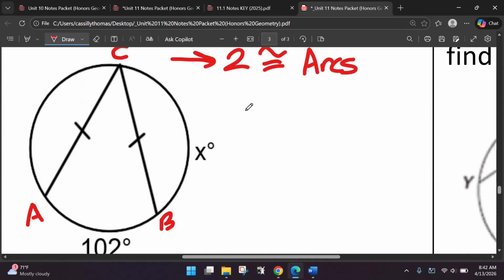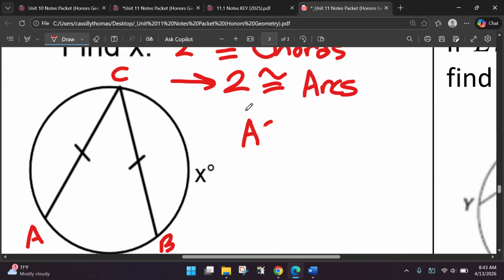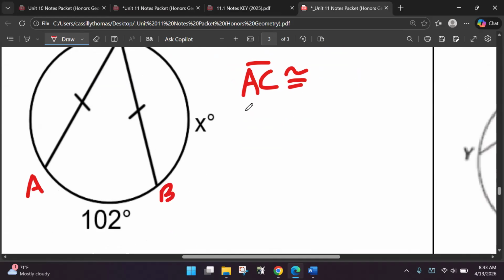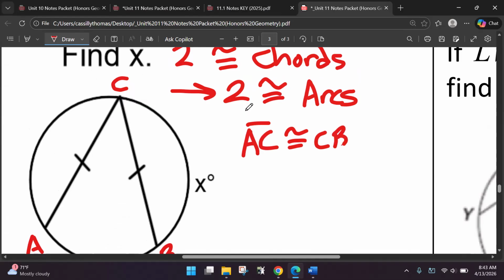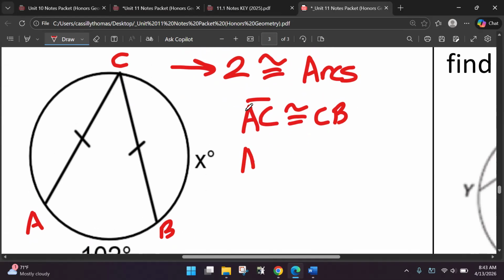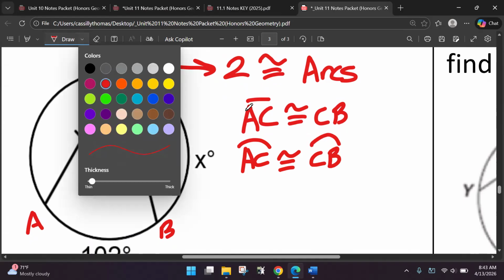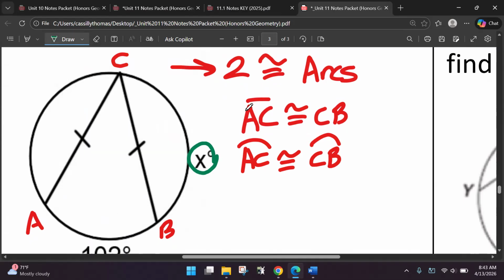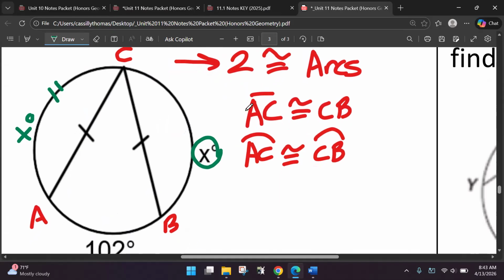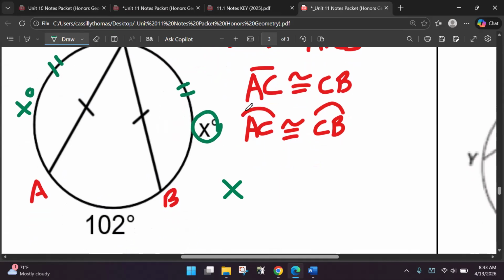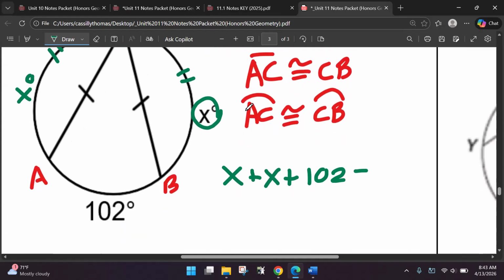So we know AC is congruent to CB. That tells us arc AC is congruent to arc CB. Right? So we have an X degree over here, so that means we can put an X degree over here because these two things are congruent. So now we could say X plus X plus 102, right? That gives us the full circle. Well, that's just 360 degrees.